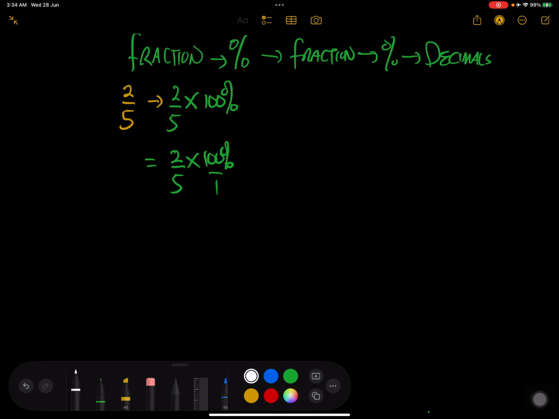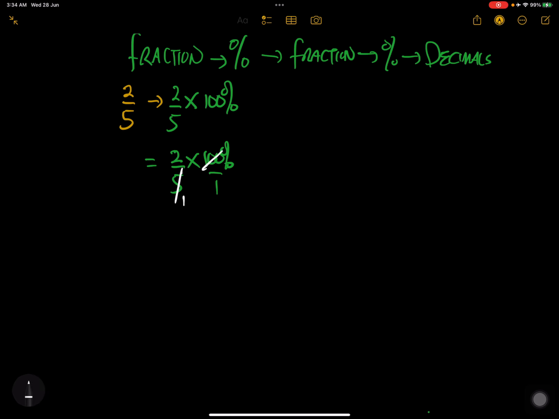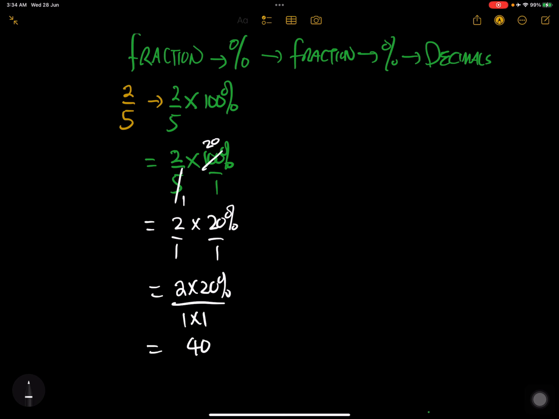And we can see there's a common factor between this 5 and 100, which becomes 20, because 20 times 5 is 100. Now we have 2/1 times 20% over 1, and there are no more common factors, so we multiply the numerators together, and then we multiply the denominators together, so we get 40% over 1, and we end up with 40% as the fraction converted into a percentage.